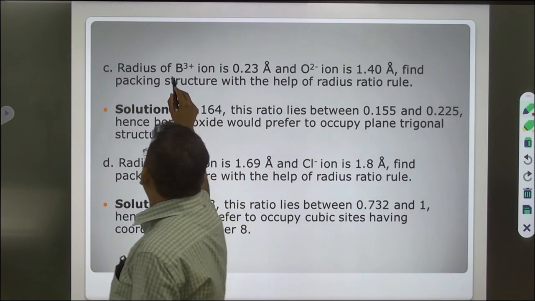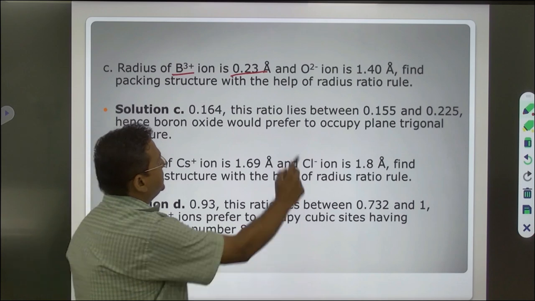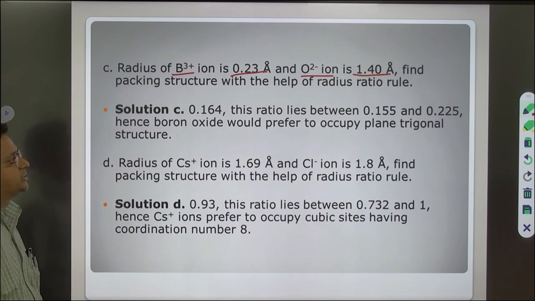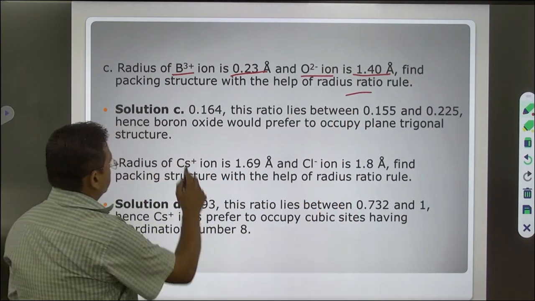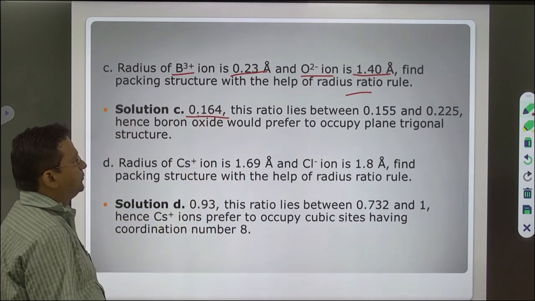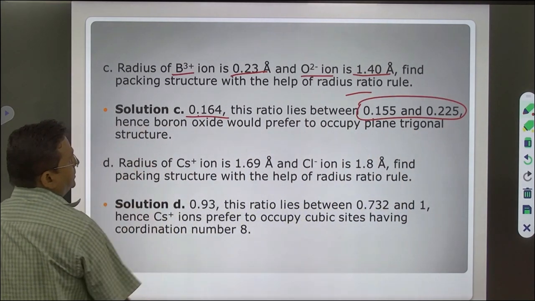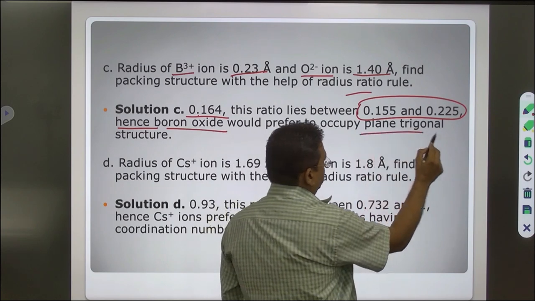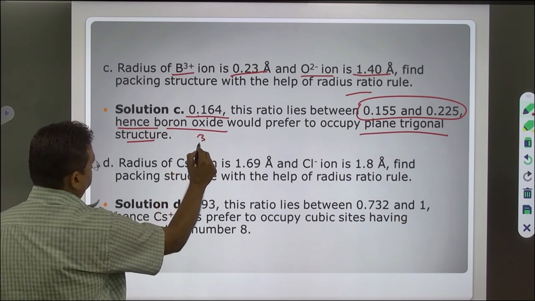Radius of B3 plus ion is 0.23 angstrom and oxygen ion is 1.40 angstrom. Find the packing structure with the help of the radius ratio rule. The radius ratio comes in between this range. Hence, boron oxide prefers the planar trigonal structure, coordination number 3.